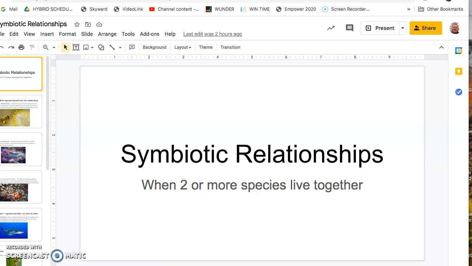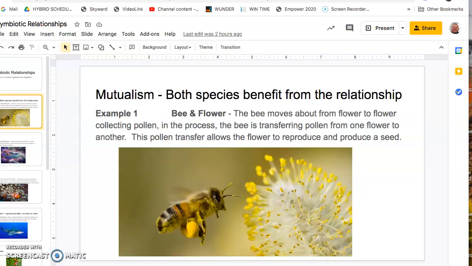There are three major ones. There's lots of different examples, and I just put together a Google Slide giving you some examples. So a symbiotic relationship is when two or more species live together. There are three examples. The first is mutualism. I've got several examples of each.